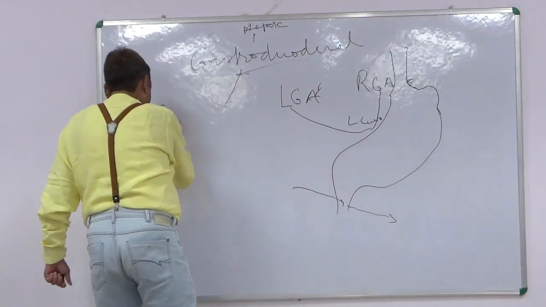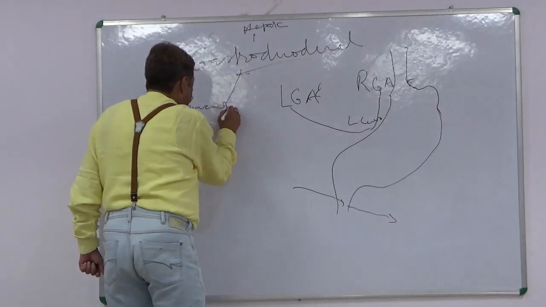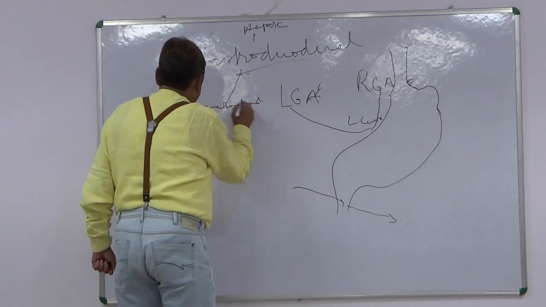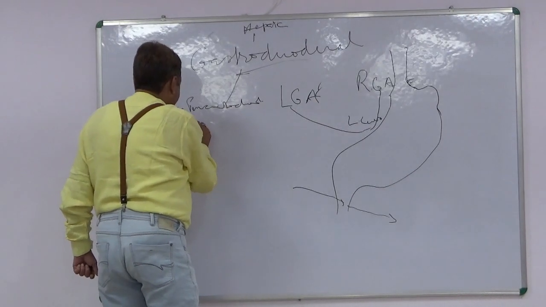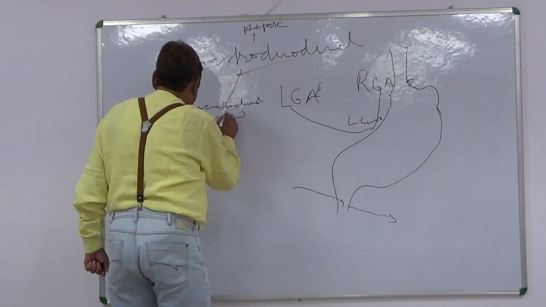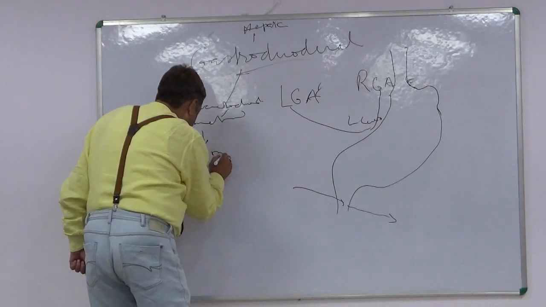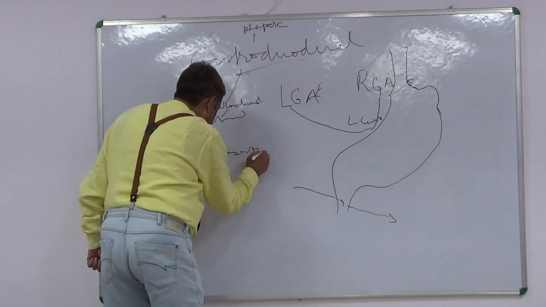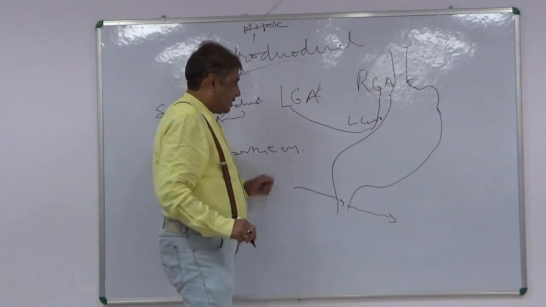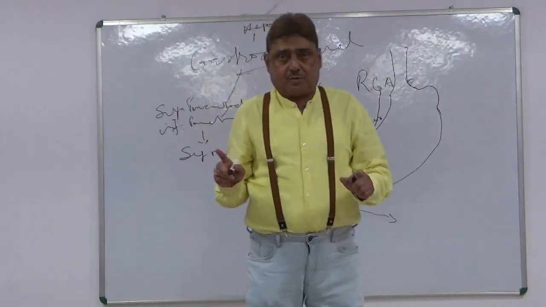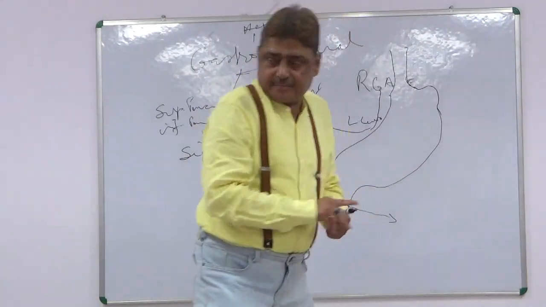Superior pancreatoduodenal artery, and inferior pancreatoduodenal artery. The inferior pancreatoduodenal artery is a branch of the superior mesenteric artery. So this supplies the first part of the duodenum and the head of the pancreas.